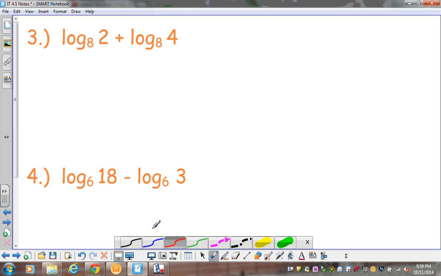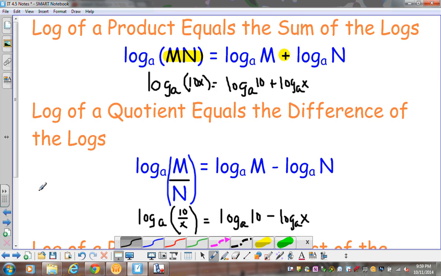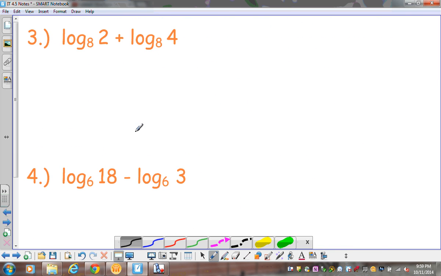All right, so let's look at the first one, or I guess example number 3. We're actually going to condense this. Notice I've got addition. If you go back to that previous slide, the piece that goes with addition is multiplication. So right now it's in expanded form, so I have multiple logs. I want to condense this down into a single logarithm.